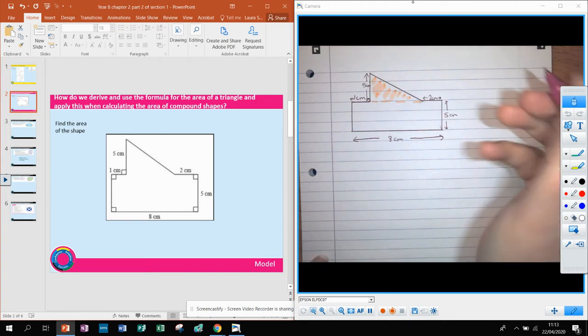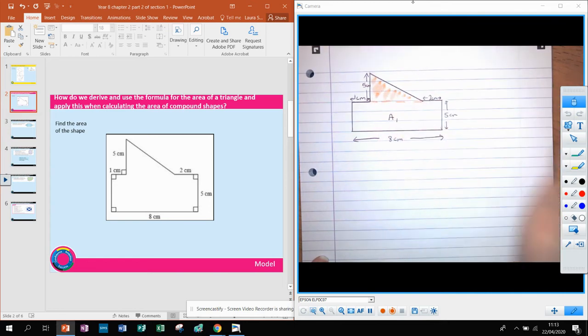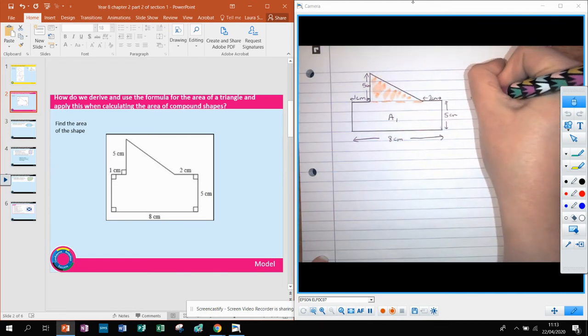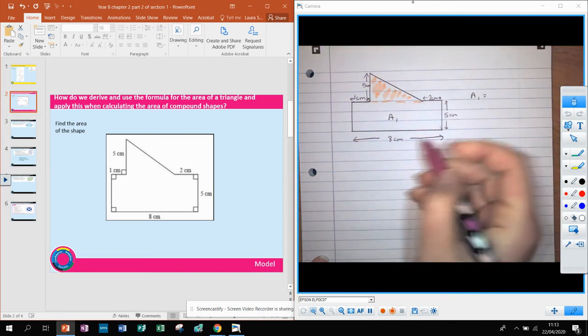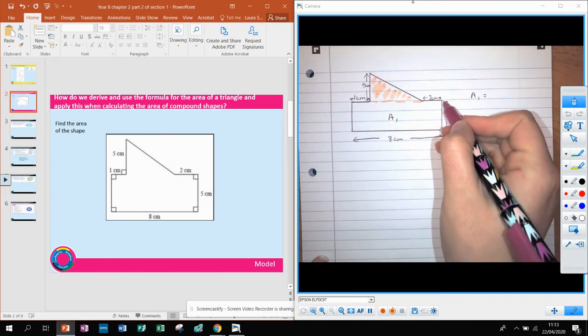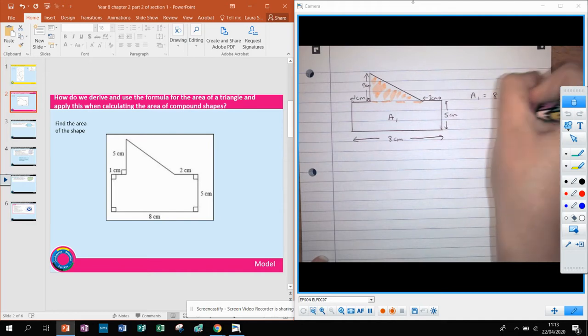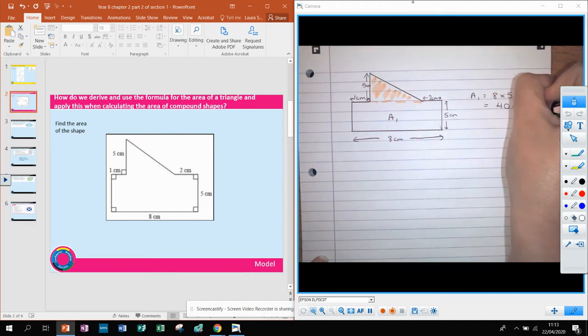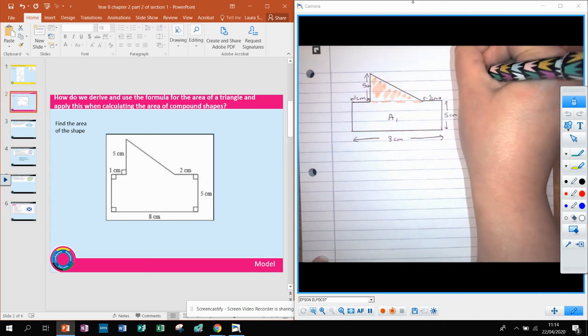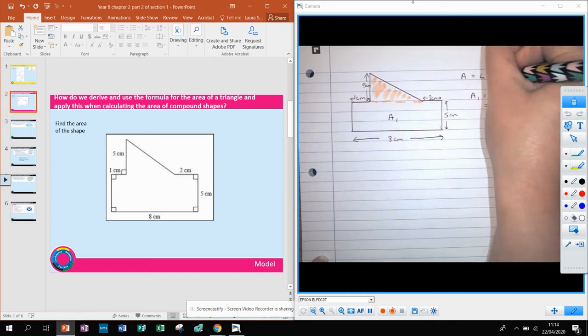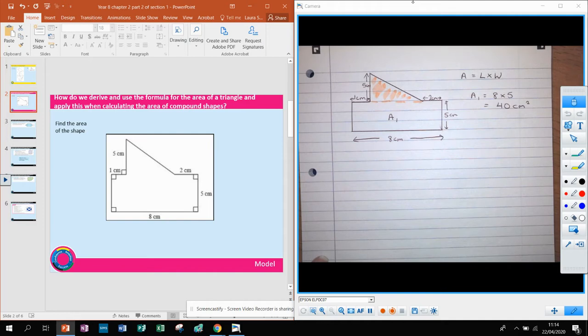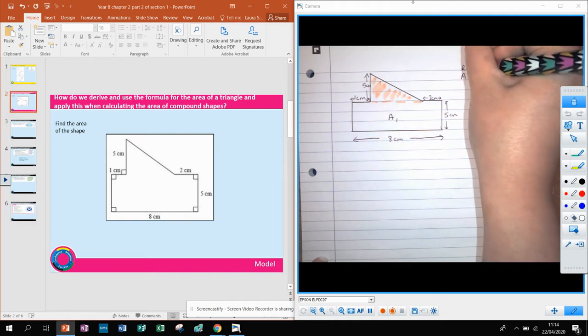Now, when I look at the rectangle, which I'm going to call area 1, area 1 is going to be length times width. Well, the length is 8 and the width is 5. So that is 8 times 5, which is equal to 40 centimeters squared. So just a reminder for your rectangles, area is equal to length times width.